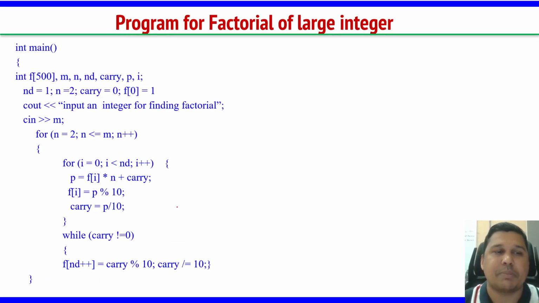So, this is the C++ program. For doing it, we will try to implement it and see step by step how we are getting the answer. So, this is the logic of finding factorial of a large number.